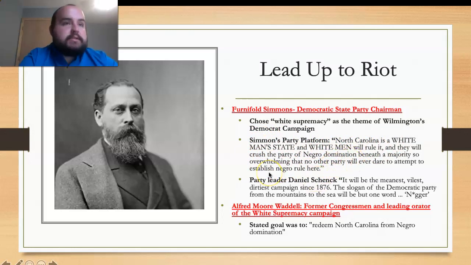So again, that's a big part of their rhetoric. The Republicans are the party of Negro domination. That's the angle they use to attack them. Beneath a majority so overwhelming that no other party will ever dare to attempt to establish Negro rule here. So again, they're essentially playing on these fears of Negro rule in order to get themselves back in power.